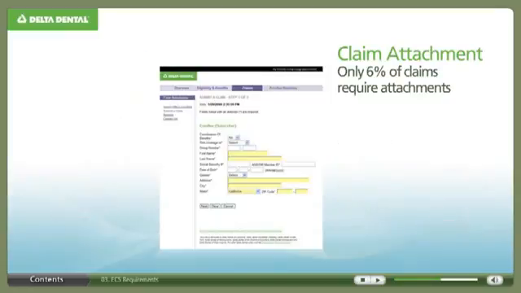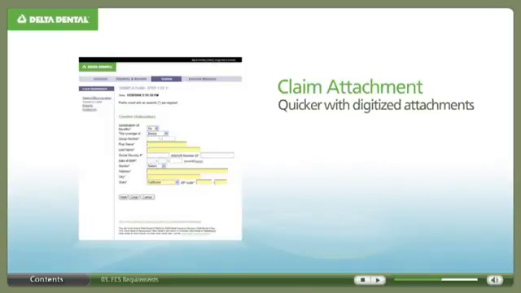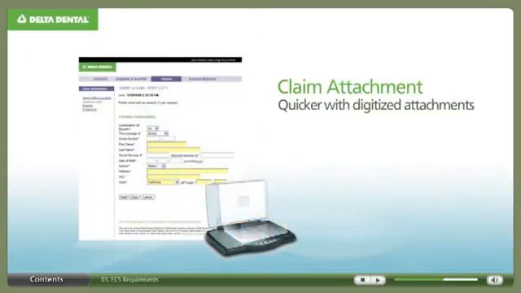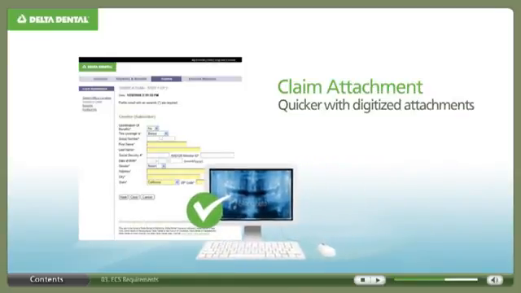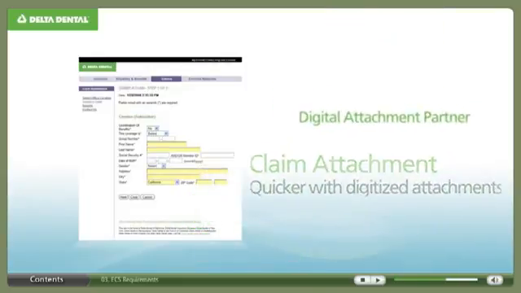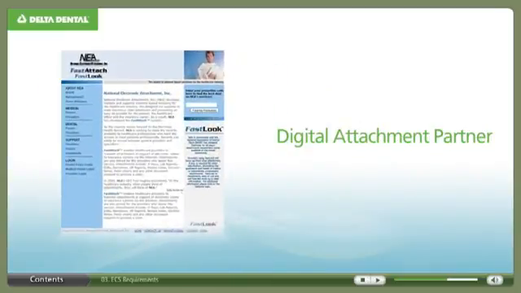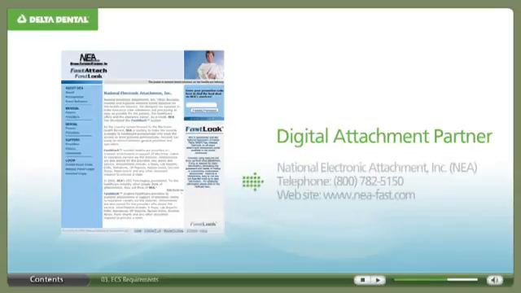The most efficient way to send attachments is by using digitized attachments if the office performs procedures that require x-rays or other documentation for payment. The digitized images can serve as duplicate x-rays to mail to insurers or when referring patients to a specialist. In addition, claims will be processed more quickly with digitized attachments. Dental offices can send digital x-rays or other digitized attachments, such as periodontal charts, electronically to Delta Dental through National Electronic Attachment Inc.'s Fast Attach process.